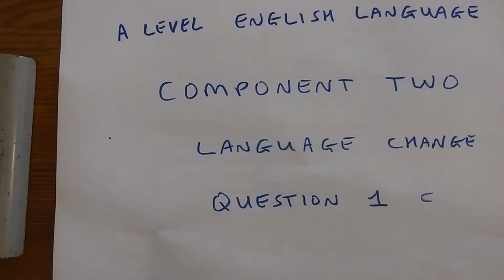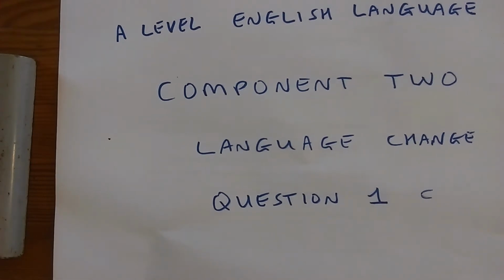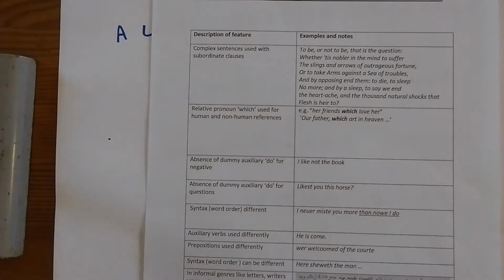Hello again. This is a revision video for the A-Level English Language Component 2 Language Change Question 1C. And the fundamental thing about this question is that it is an analysis of grammatical change. So you need to revise your grammar. So if you haven't got one of these sheets from your teacher, you need to get hold of a copy.